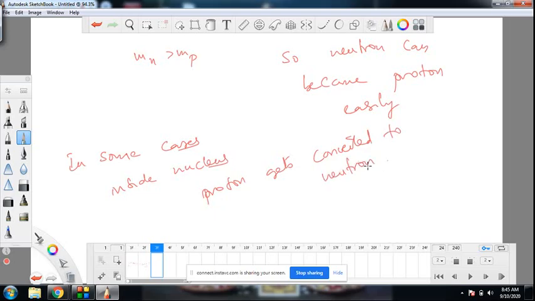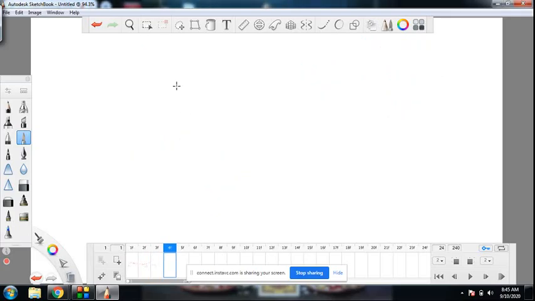Proton gets converted to neutron. What is this case? For example, I tried to make a nucleus with 4 protons. These are the nuclear energy levels. Okay, 4 protons. 2 protons I have accommodated here, and 2 protons I have accommodated in the next energy level.